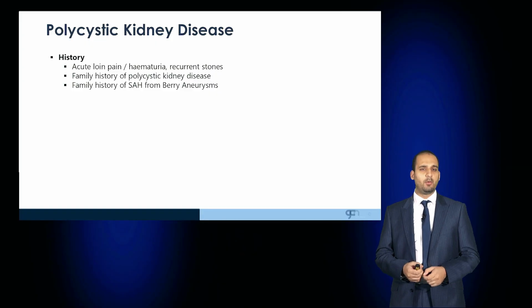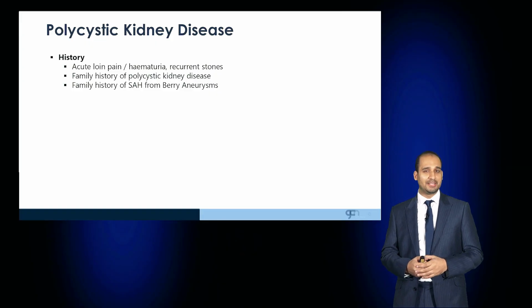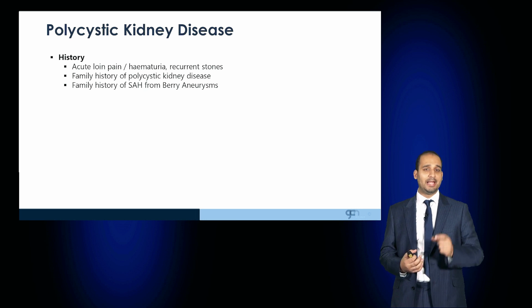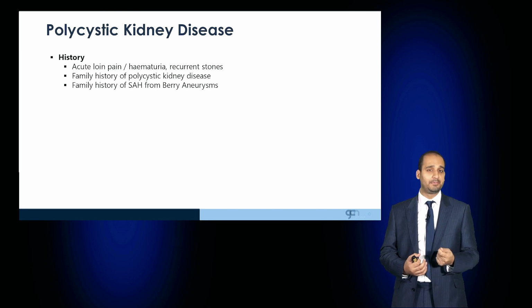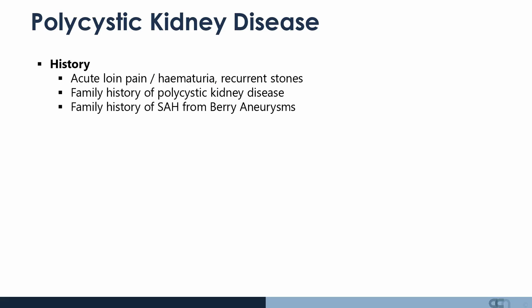Patients may present with acute loin pain and hematuria and recurrent stones, and that's as a result of the cysts on the kidneys rupturing or spontaneously hemorrhaging. They may also convey a family history of polycystic kidney disease, or importantly, a family history of other aneurysmal conditions such as subarachnoid hemorrhage and berry aneurysms.